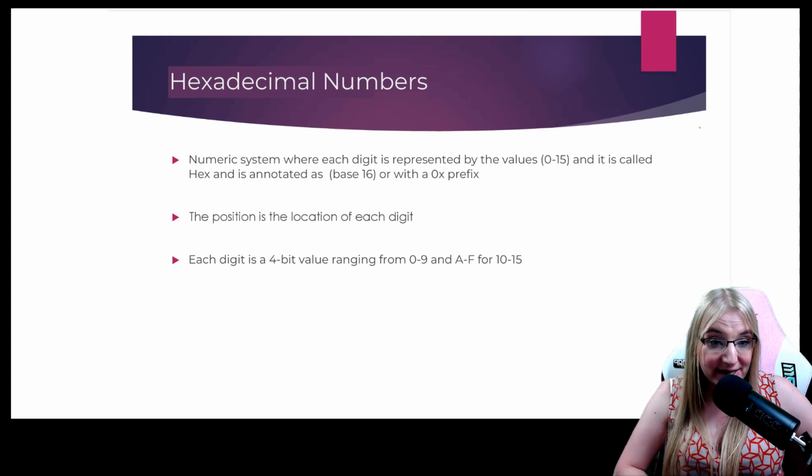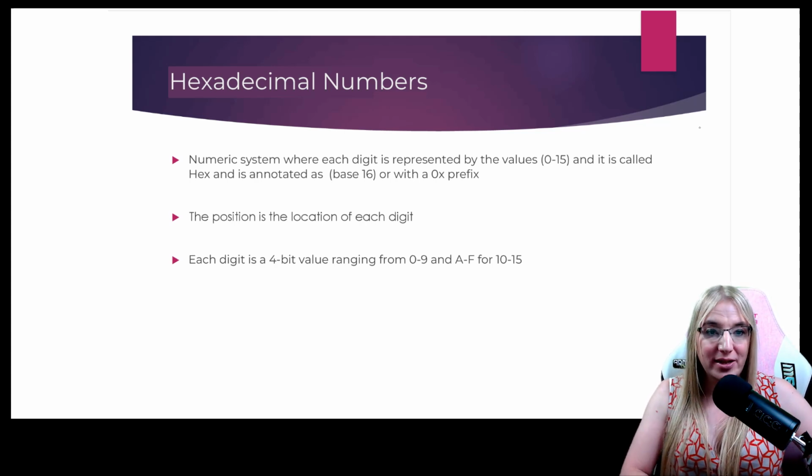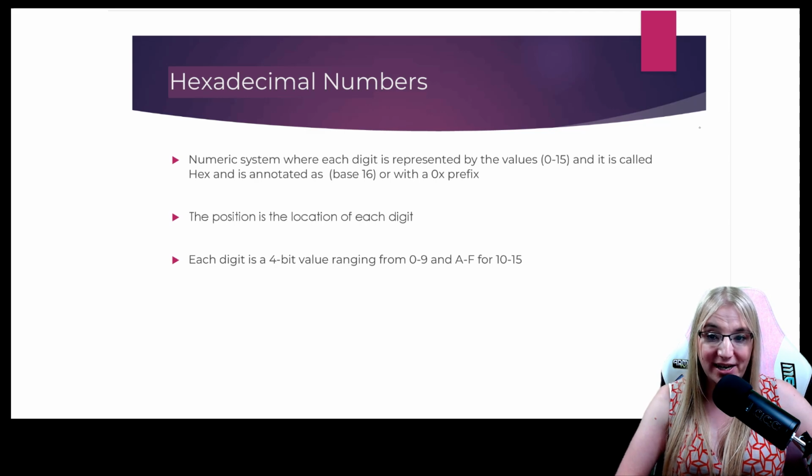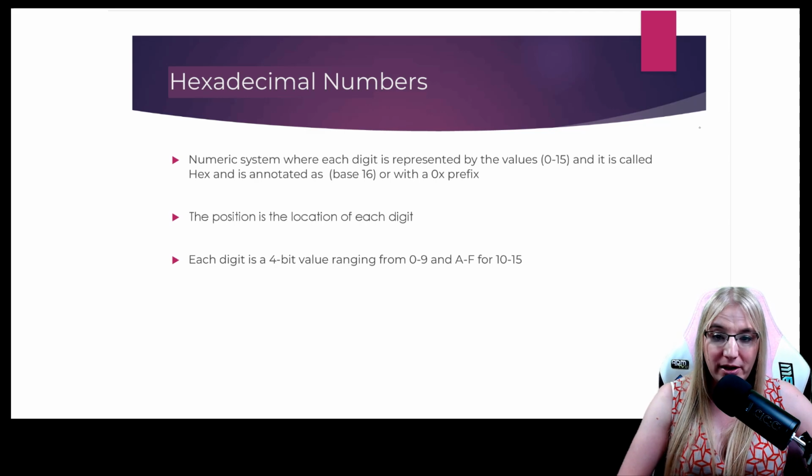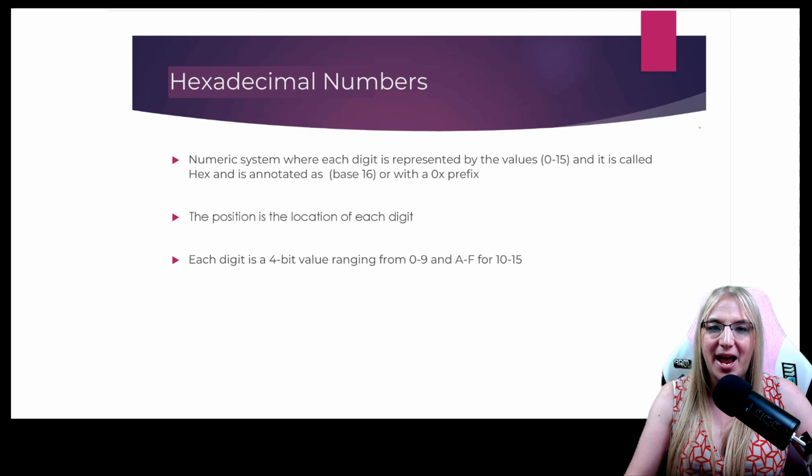So basically, what is a hexadecimal system? Well, the term hexadecimal means 16, and it represents 16 possible values, 0 through 15. That's why we often designate it with base 16 or with a 0x prefix. Think of it as x for hex. Usually people won't say hexadecimal, they just say hex.